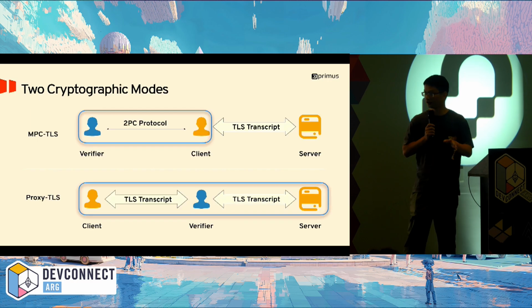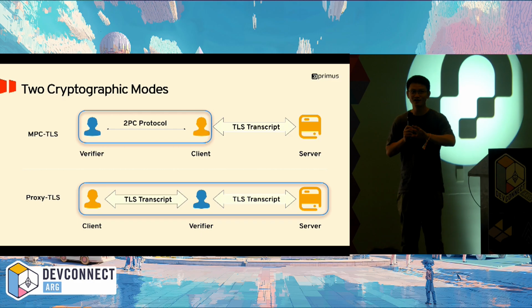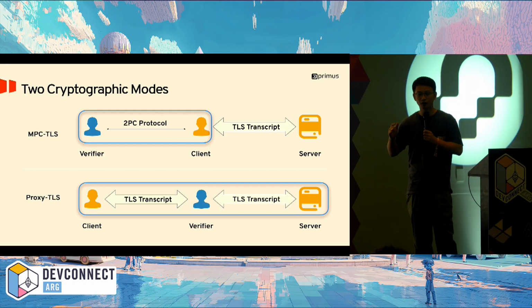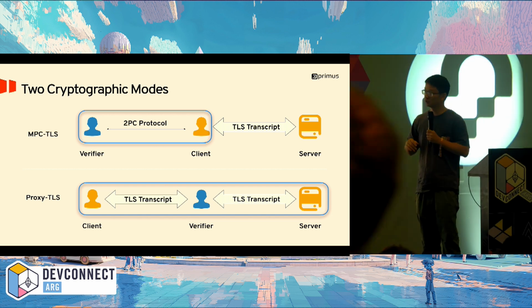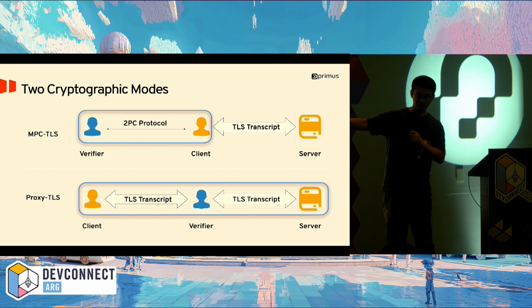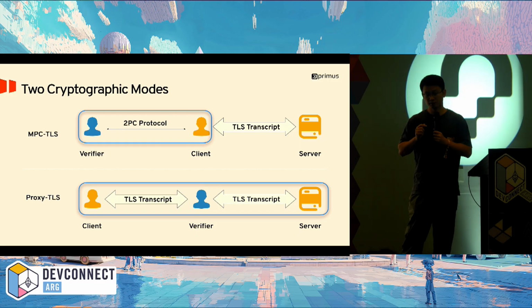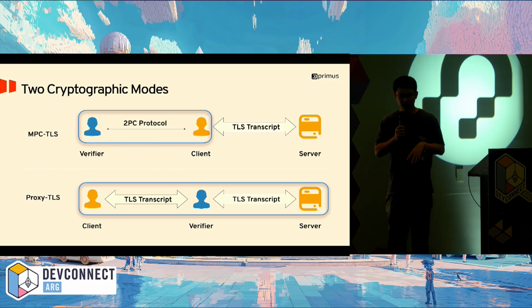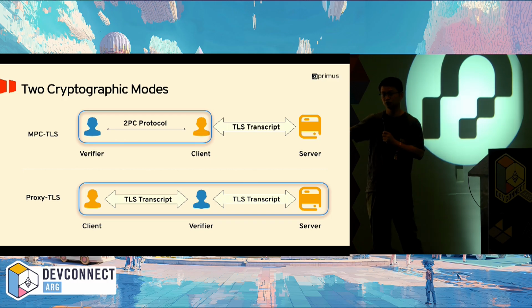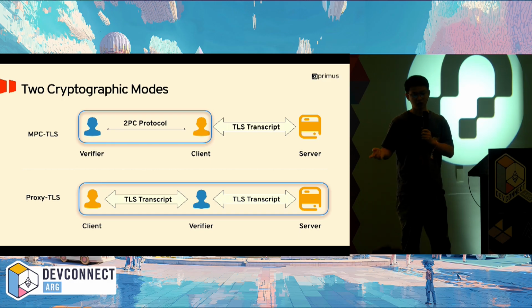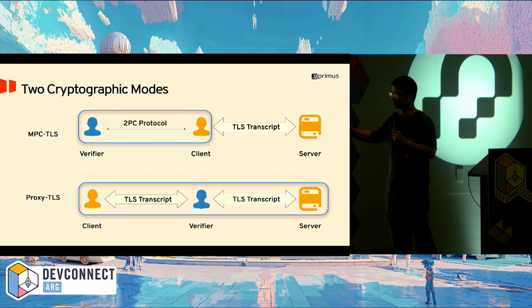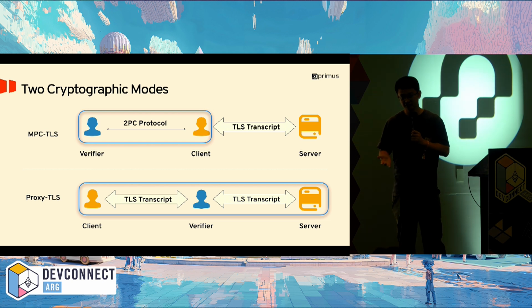There are actually three modes, but I don't want to talk about TEE right now. I only talk about MPC or proxy. The differences between these two modes are simple. MPC means that the client and the verifier, or the attester, act together as a TLS client by running a 2PC protocol, an MPC protocol. The proxy model is that the verifier sits between the client and the server, so all the traffic goes from the verifier to the server. These are the two main differences, but we have different trust assumptions and different performance in these two modes.